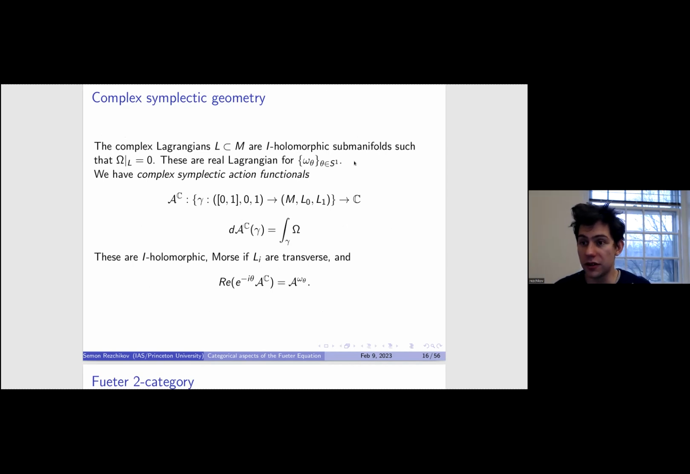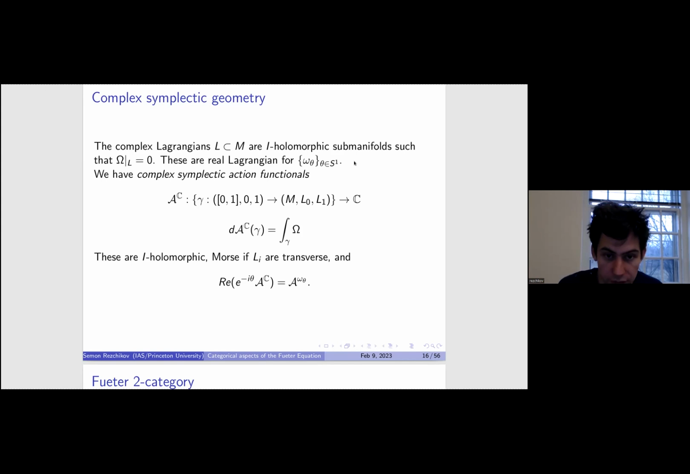And now, what do we want to do? Well, we want to complexify that symplectic action functional. There's a natural way: you can write the same formula. It's some functional whose differential should be the integral of this 2-form over the path. So it's a 1-form on the space of paths, and it's a holomorphic 1-form. If this complex 2-form has a primitive, which happens in many cases, then it's just the integral of this primitive lambda over the path. That's a holomorphic function. And this function will be Morse on this path space if the Lagrangians are transverse. Its real parts will just be all the real symplectic action functionals with respect to all these equatorial symplectic forms.